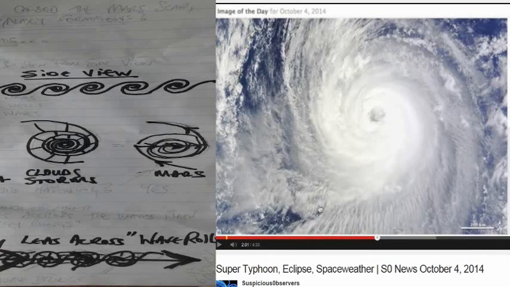Now, this picture is from Suspicious Observers, just from October the 4th, just the other day actually. I do thank Ben and his guys there at Suspicious Observers. He's right on the ball.